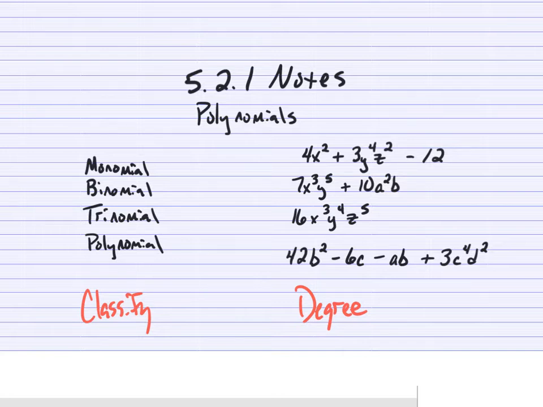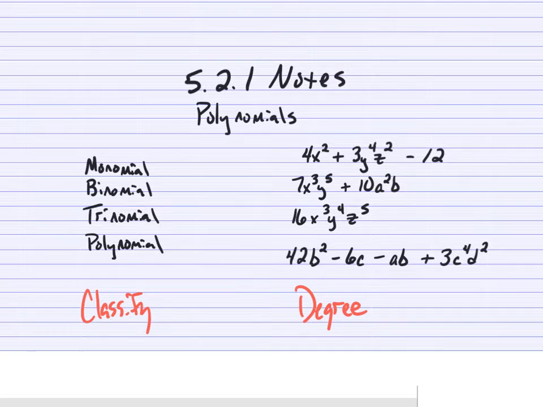Now if we go on to the third example right here, 16x to the third, y to the fourth, z to the fifth. Now this is a big term, but there is only one term here because it's not being separated by addition and subtraction symbols. So because this is one term, its name is a monomial. So again, we have a trinomial up top because it has three terms. Binomial is the second one because it has two terms, and we have a monomial because it has one term.